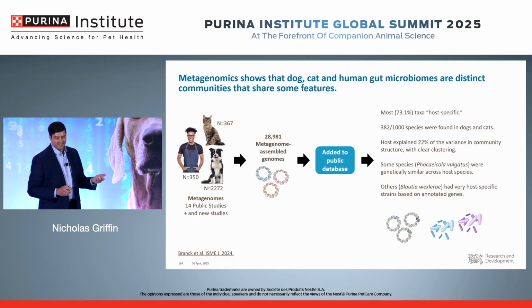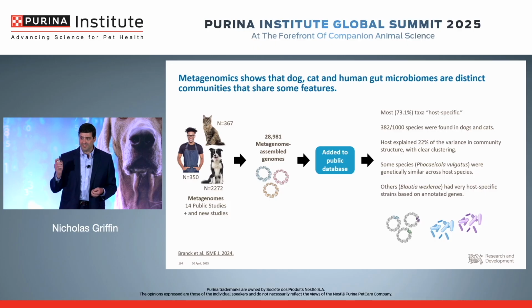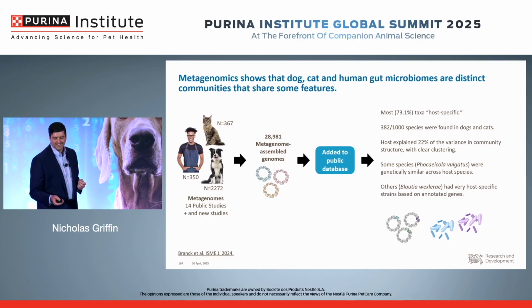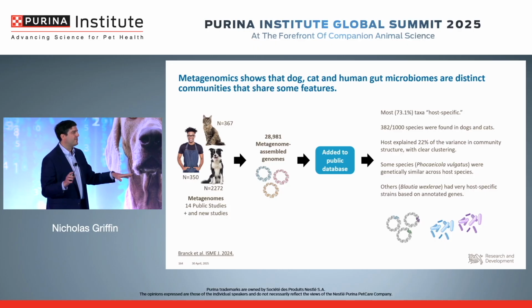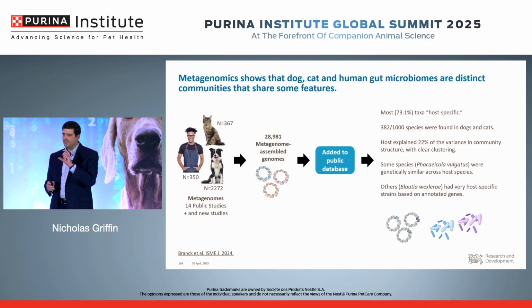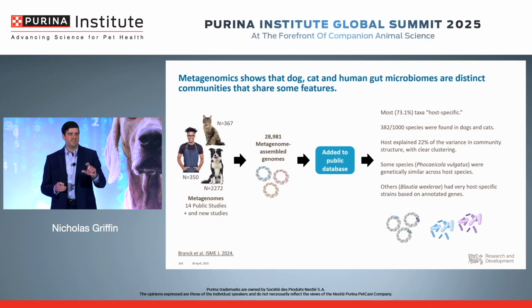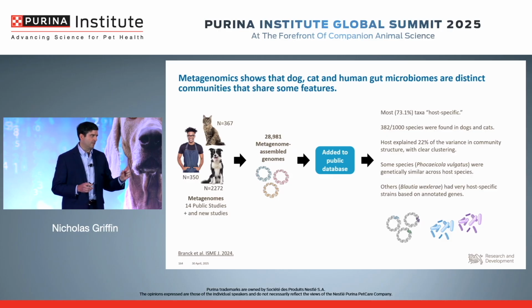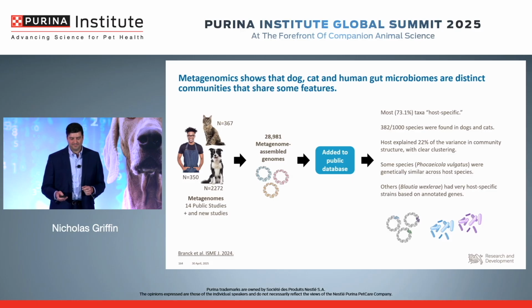So some species, like, this used to be called Bacteroides, and now they've made it unpronounceable, Fascicola, I'm going to go with Fascicola vulgaris, were really genetically similar, meaning that there wasn't really much differentiation in their genomes across hosts. But for other bacteria like Blautia wexlerae, they found that these bacteria have very, very specific cat strains, dog strains, and human strains in clusters. And that's a really interesting result.